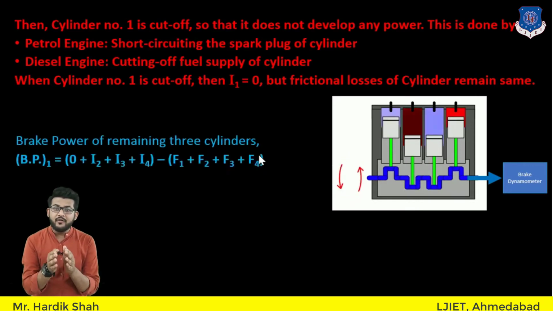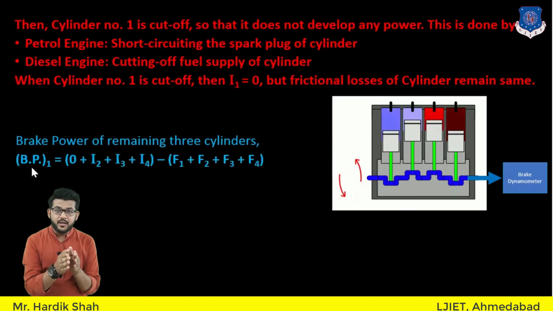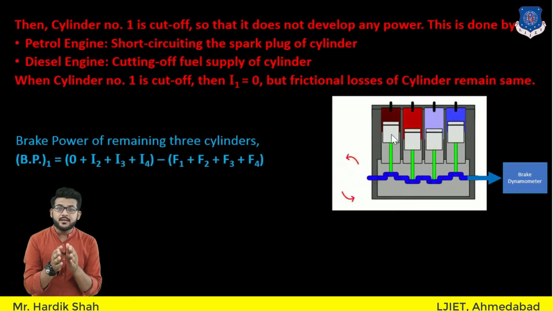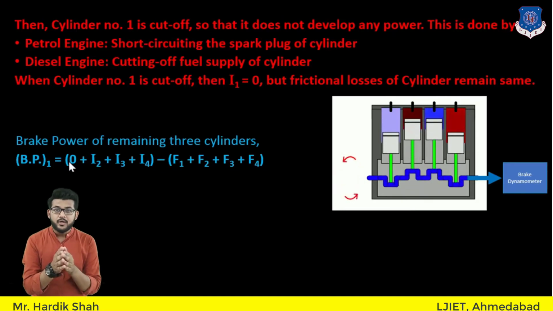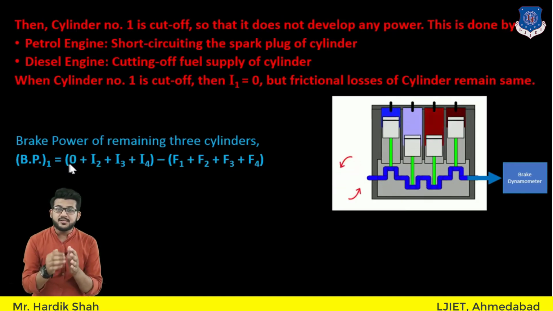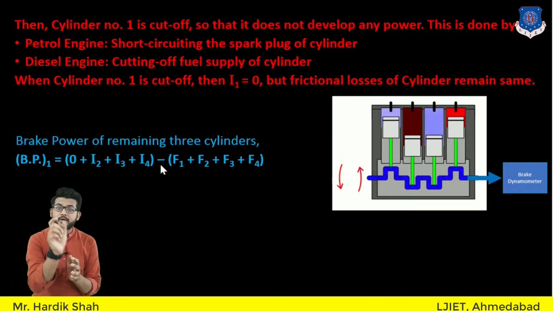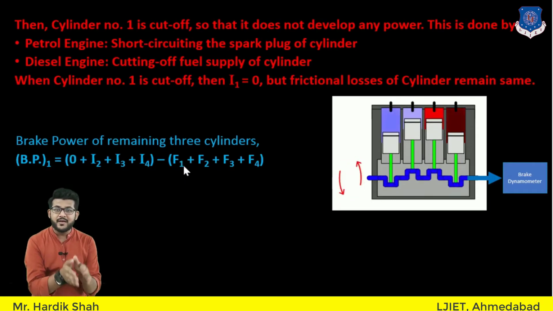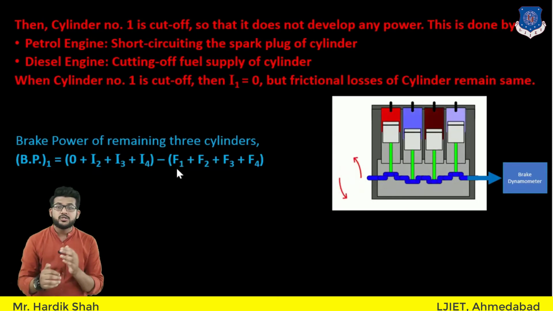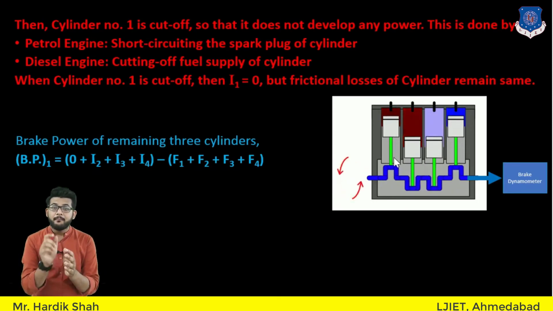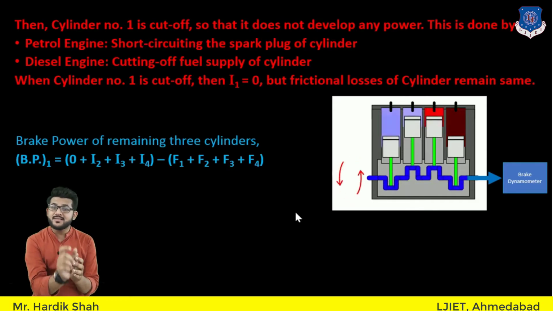So if the power of the remaining cylinders will be BP1, that is, the power in cylinder 1 is cut off and it will be equal to 0, because here I1 is 0 plus I2 plus I3 plus I4 minus the total frictional power, that is F1 plus F2 plus F3 plus F4. Okay, so here what we have done, we have cut off cylinder number 1 and found the brake power of the remaining 3 cylinders.